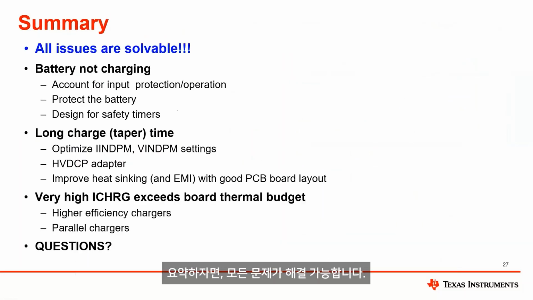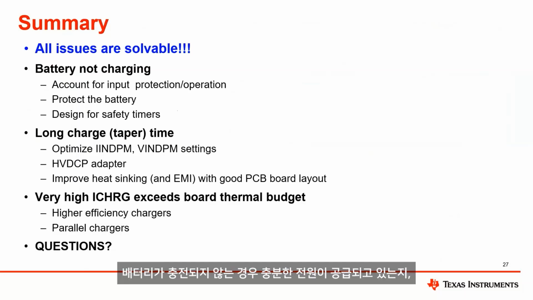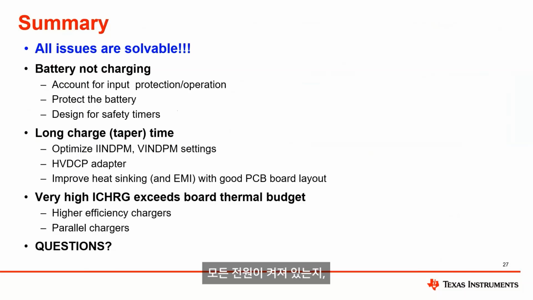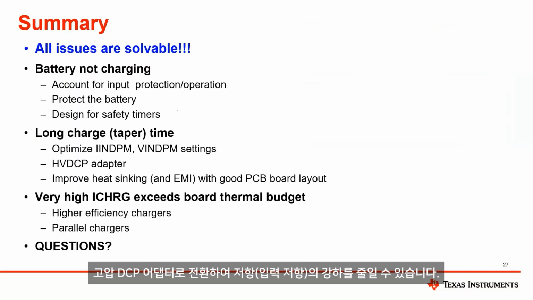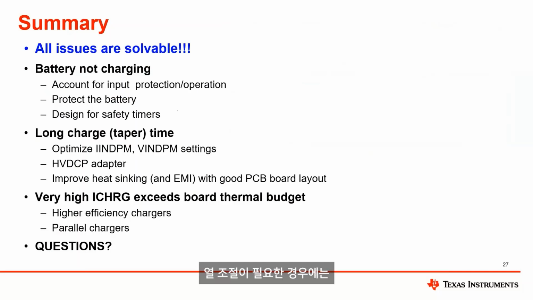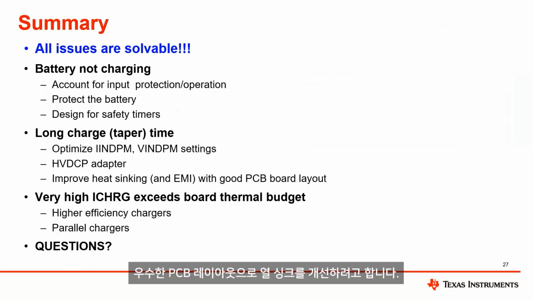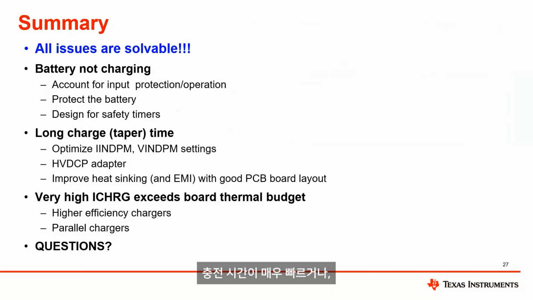So in summary, all issues are solvable. If your battery isn't charging, then you want to make sure that you're getting enough power, that everything's turned on, and that your safety timer hasn't expired. If you have too long of a charge or extended taper time, then you want to optimize your INDPM or VINDPM settings, maybe switch to a high voltage DCP adapter to reduce the drop across the input resistance. And in the event that you're hitting thermal regulation, you want to improve your heat sinking with good PCB layout.